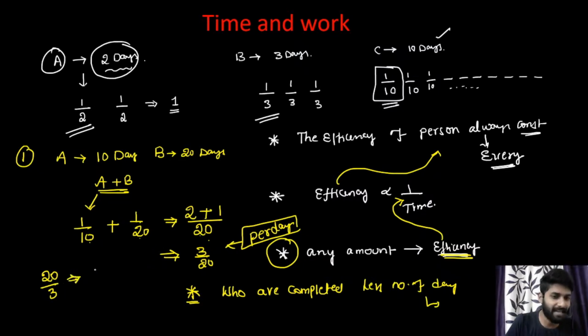So 20 by 3 can be represented as 3 sixes are 18, 2 by 3. So we need to say it in a perfect manner. That's why you convert the fraction into a mixed fraction. See, 20 by 3 value becomes 6 2 by 3.